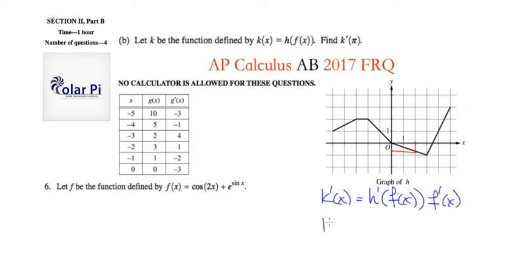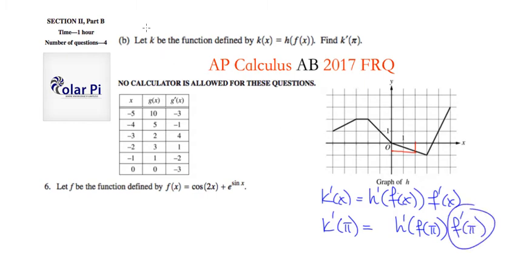So that means k prime of pi is going to have to equal h prime of f of pi, and then by chain rule times f prime of pi. But remember, in part A we said f prime of pi is negative 1. So I could just write a negative right there, and we're good. So this is what we have to find. Priority number 1 then is f of pi right here.